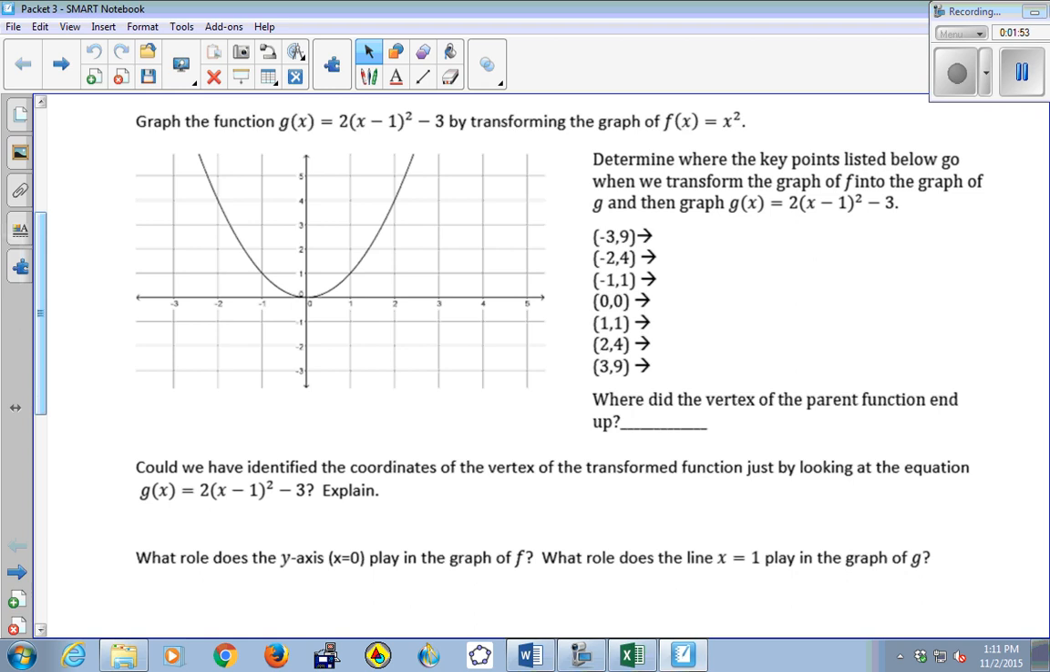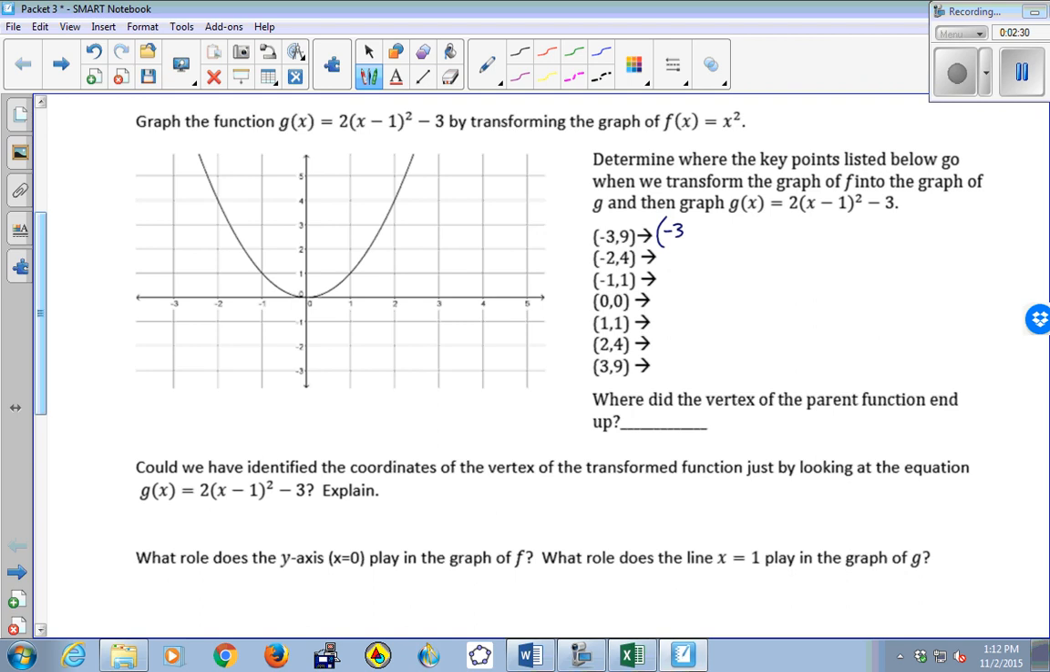transforming the graph of x squared. So I'm going to determine where some key points go when we transform the graph of f into the graph of g. So I have to know what each of these transformations do. The 2, the minus 1, and the minus 3 each change the points somehow. What does the 2 do? Multiply the y-coordinate. It's not being squared. It's outside of the squaring. So that means it's changing y, and it's going to double the y-coordinates. So first thing I'm going to do is double my y.